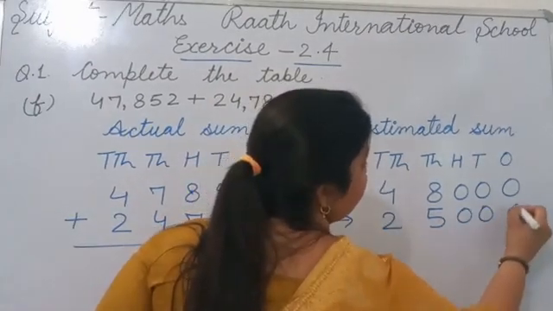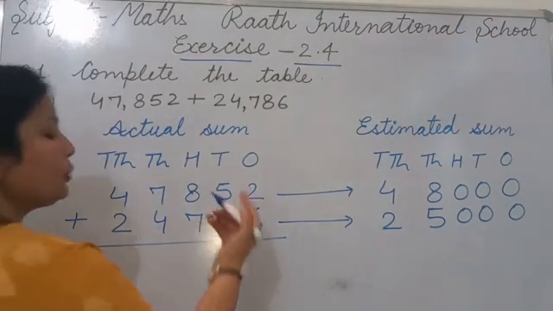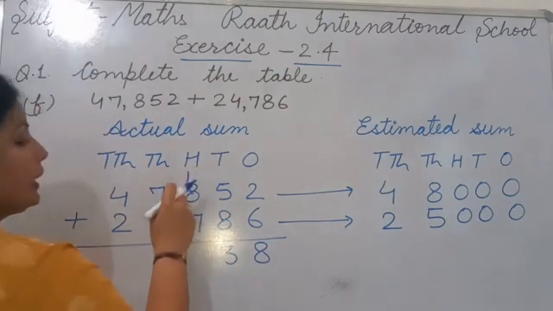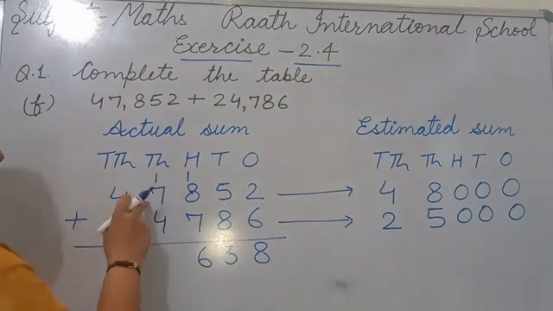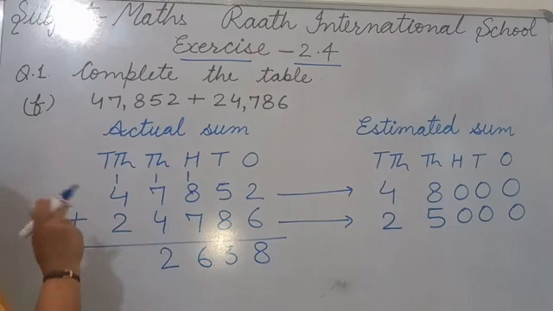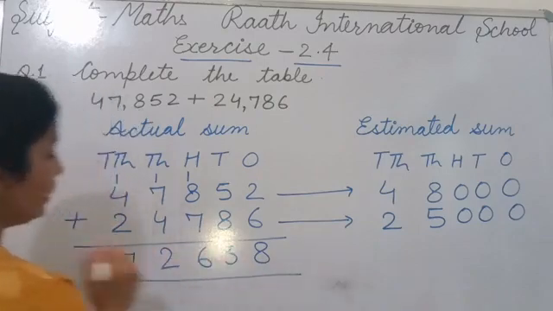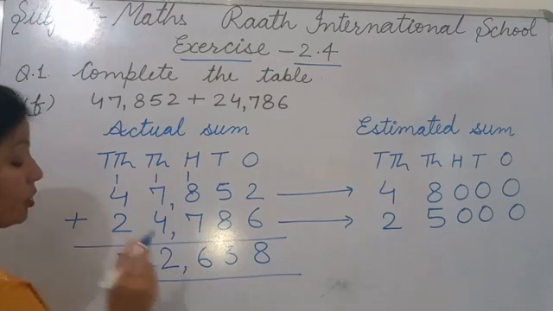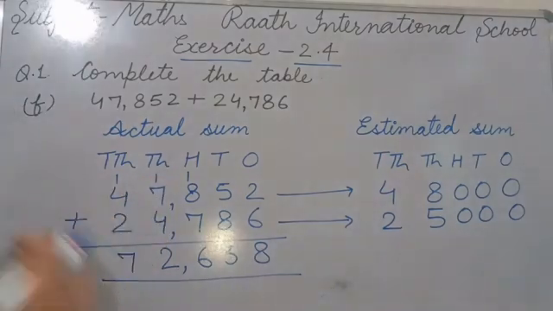Now we should add them. So firstly we add the actual numbers. So 6 plus 2, 8. 5 plus 8, 13, 1 carry. 8 plus 1, 9. 9 plus 7, 16. We write here 6 and 1 goes carry. 7 plus 1, 8. 8 plus 4, 12. We write here 2, 1 goes carry. 4 plus 1, 5. 5 plus 2, 7. So now again we insert the commas here, and in the answer also. So our answer becomes 72,638. This is our actual answer.